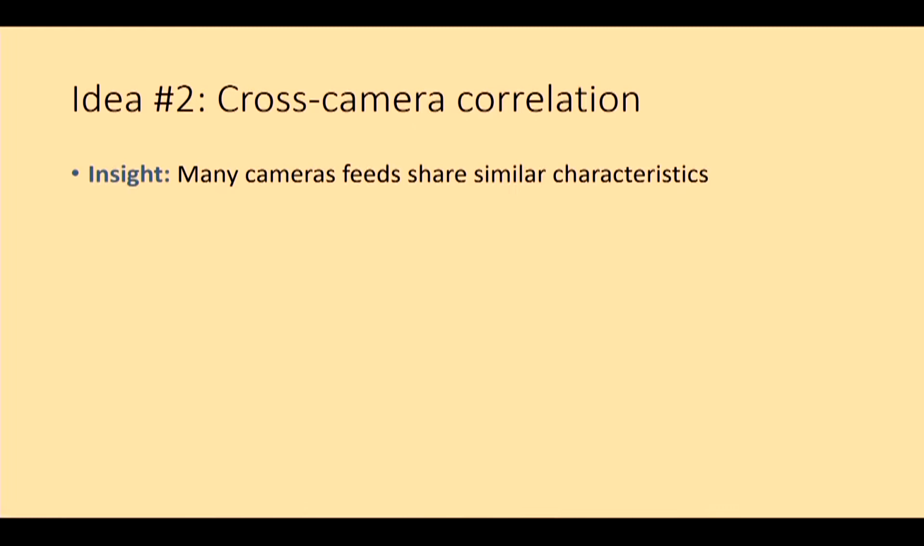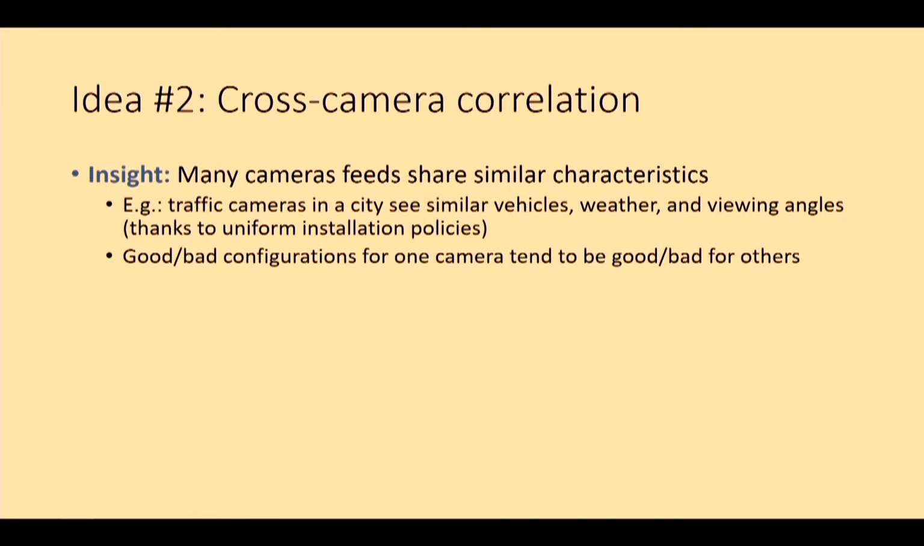Now, what is the spatial correlation idea? So this is looking across cameras. So our insight is that many camera feeds actually share very similar characteristics. So think about traffic cameras deployed in a city. They'll see similar vehicles, similar weather. They'll also see similar viewing angles because you have these uniform camera installation policies, right? The city mandates that they're installed in a certain way, and so this actually works to our advantage. And as you proliferate more and more of these cameras, you're gonna have more and more cameras that are similar. So what this means is that good and bad configurations that you find for one camera will tend to be good and bad for other similar cameras.